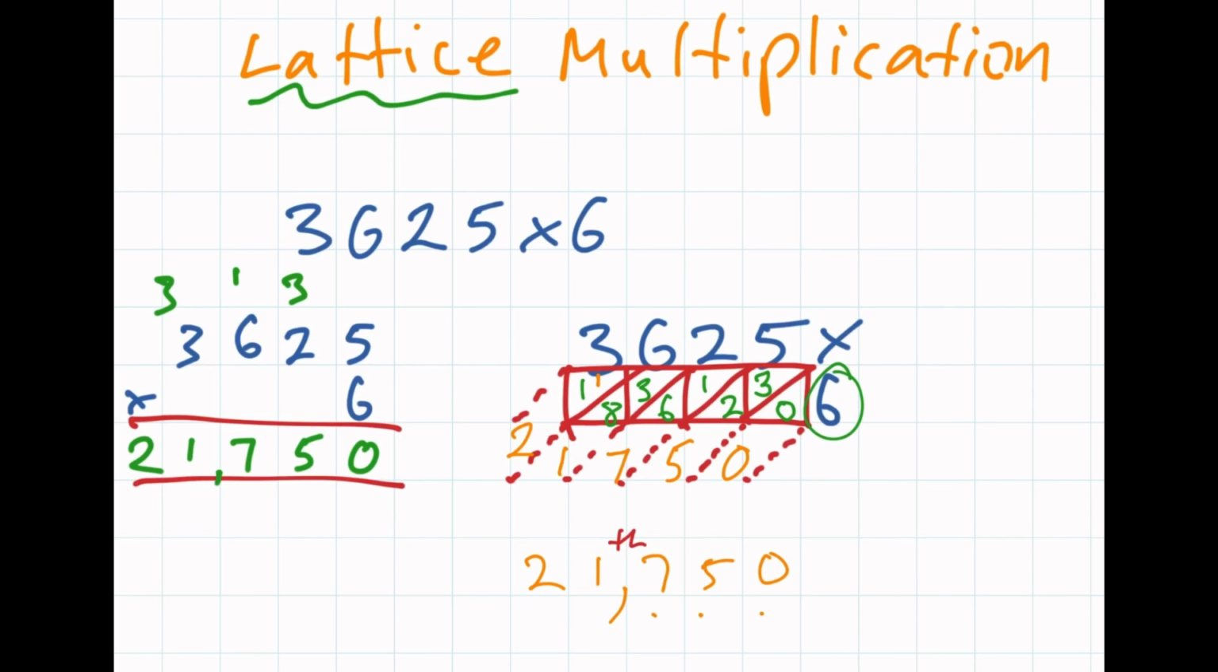So you can use the lattice method if that is easier for you. You can use both as a way of checking that you've got the right answer without having to ask a teacher, or you can just use the traditional algorithm. And there are other methods of doing multiplication too, and I'll show you those in due course. So the lattice method, use it if you wish.